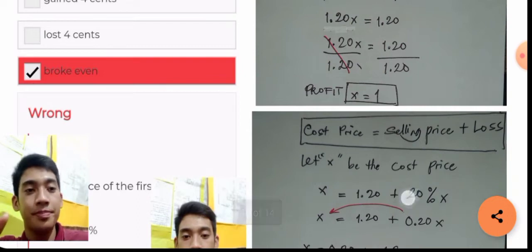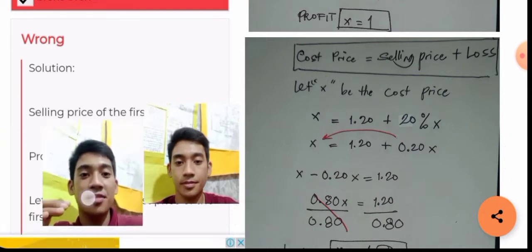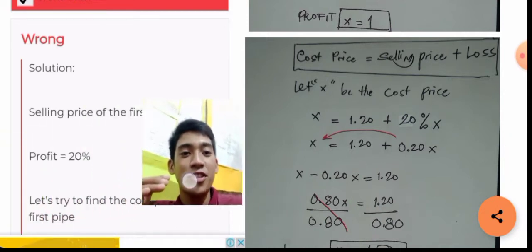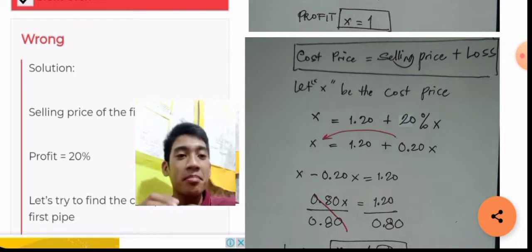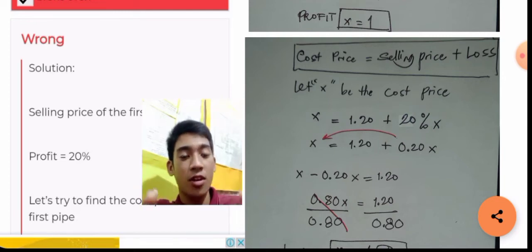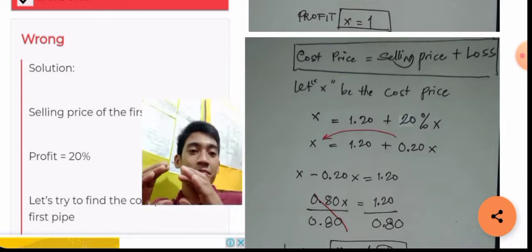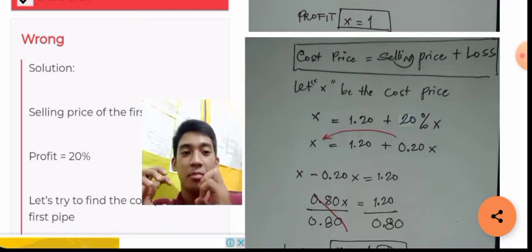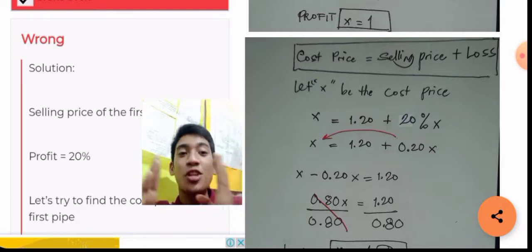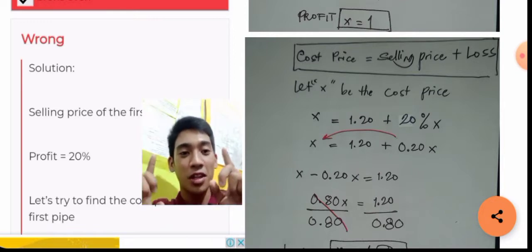Now, how about for the loss? For the loss, the cost price equals the selling price plus the loss. Why is it not subtract? In profit, there is already profit in the selling price, so we subtract the profit. Why is the loss plus? We attach the loss to the selling price. There is loss in the selling price, so therefore plus.